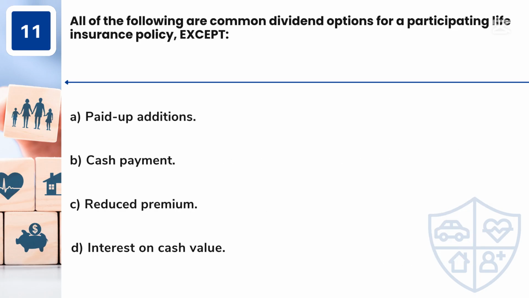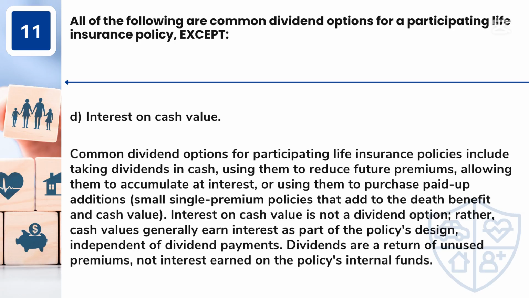Question 11. All of the following are common dividend options for a participating life insurance policy, except A. Paid-up additions. B. Cash payment. C. Reduced premium. D. Interest on cash value. Answer: D. Interest on cash value.